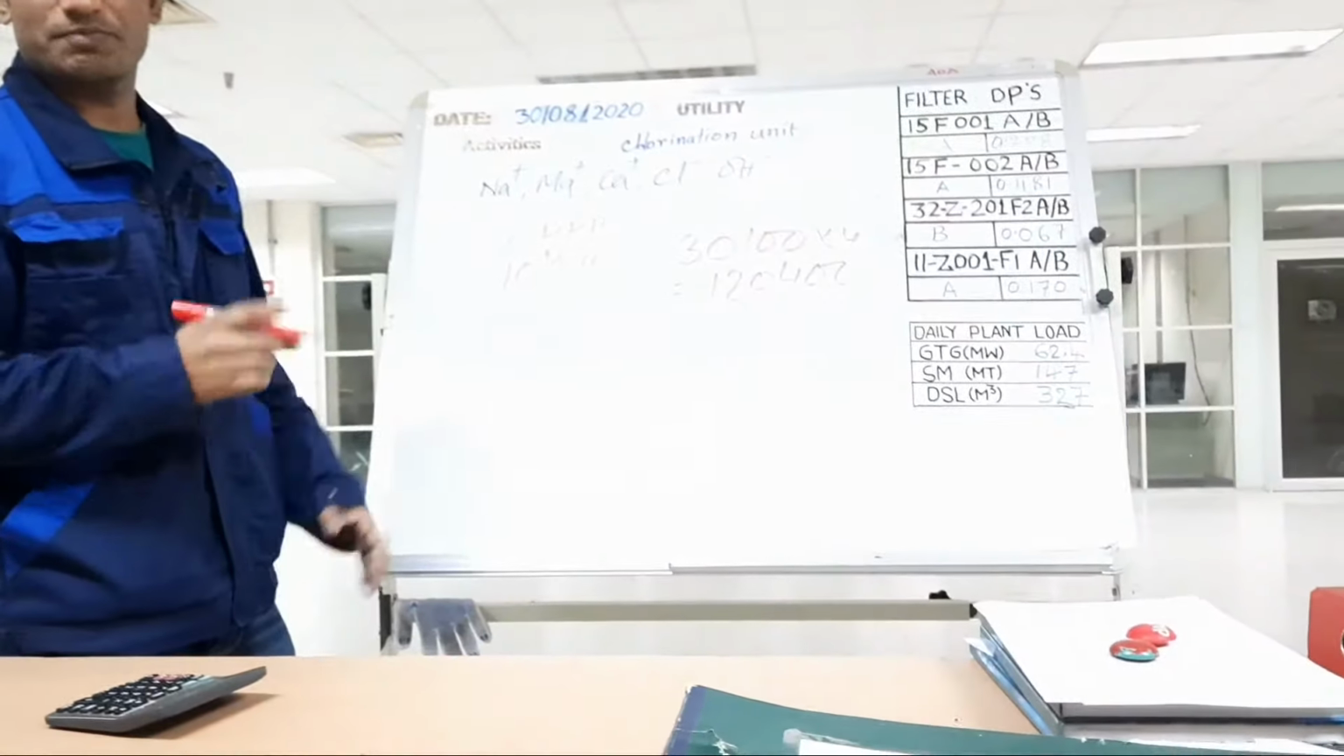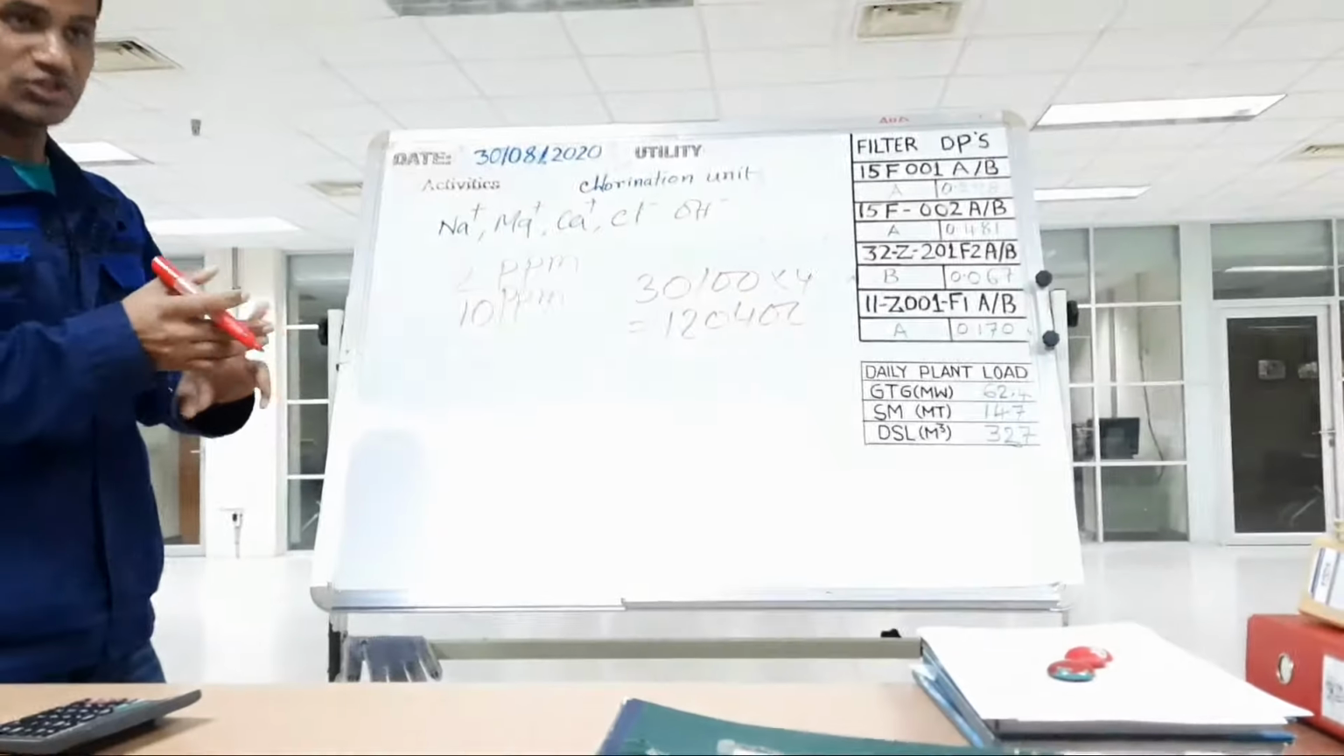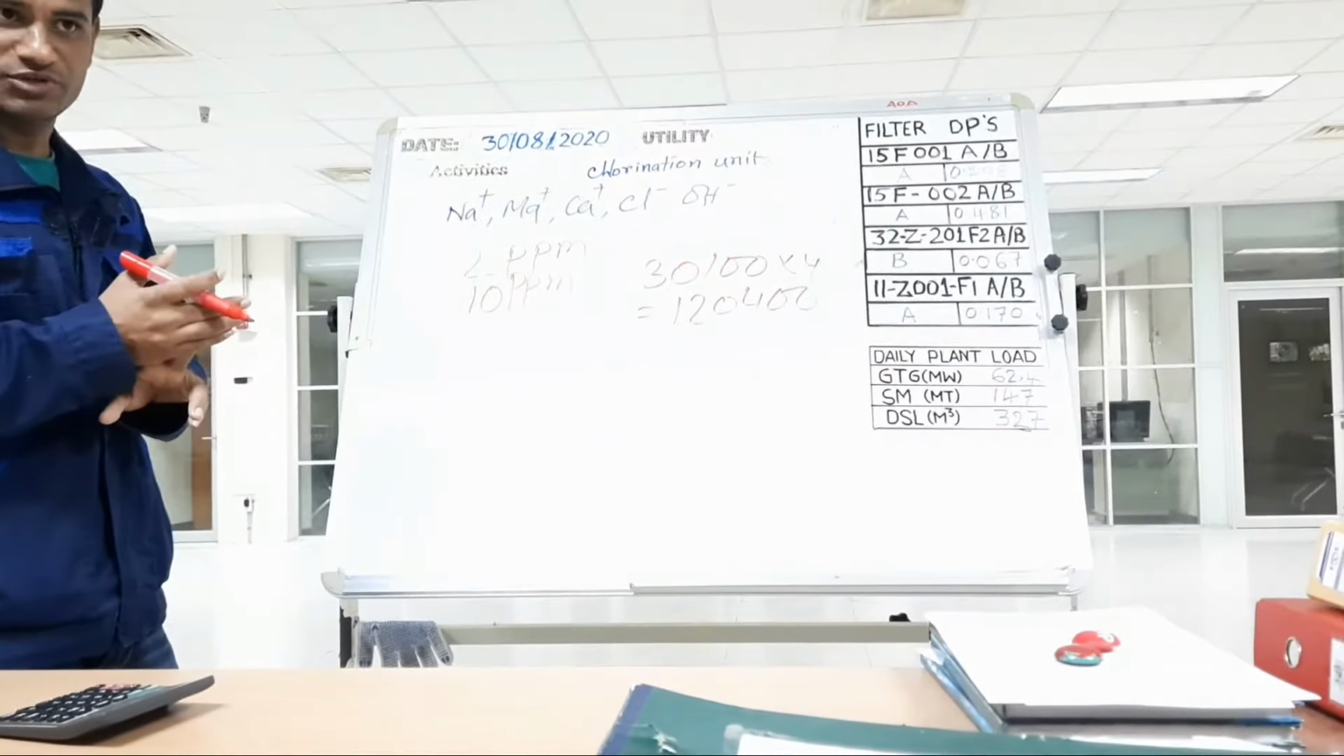1,20,400 meter cube per hour is the 4 pump capacity. In the full load, how much chlorine is required? Now we will do one calculation. This is most important. This side is now continuous dosing mode, so continuous mode and shock dosing mode chlorination unit.